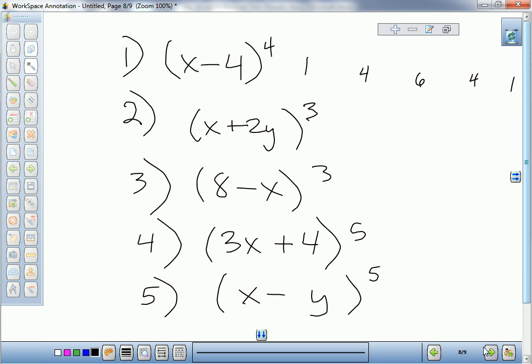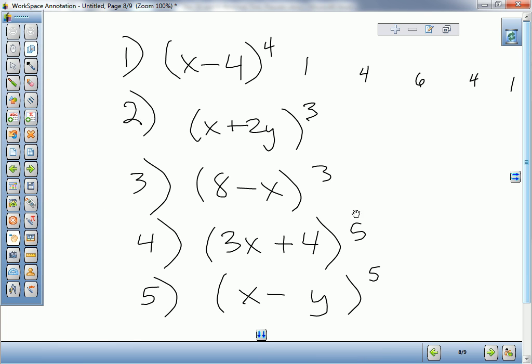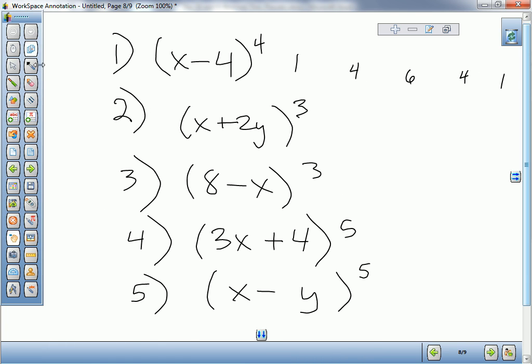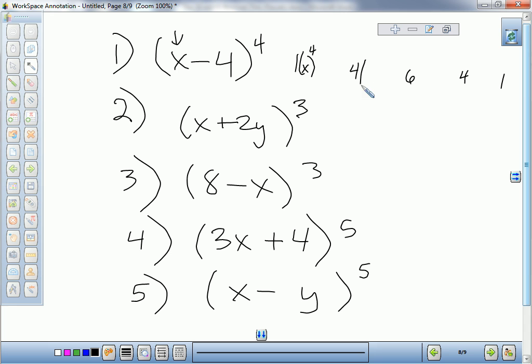Let's talk about how you start one more time. To start, we start with the first one to this power, and then go down 1. Then go down 1. Then go down 1. Then it goes away because it's to the 0. Then you do the second one, starts at 0, and works its way up.